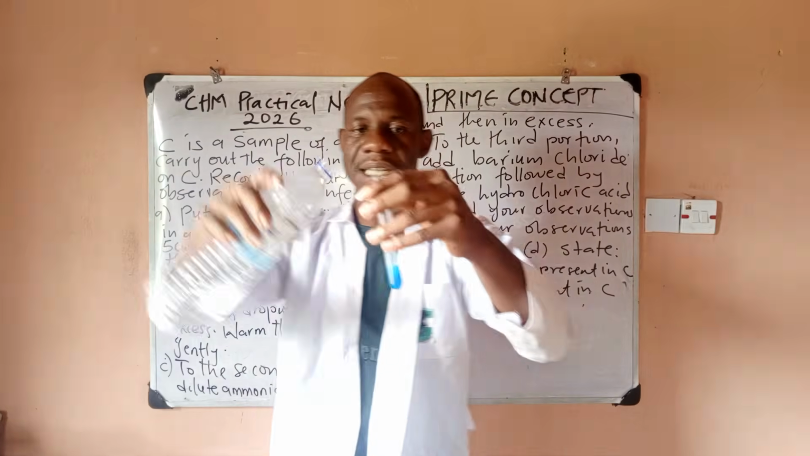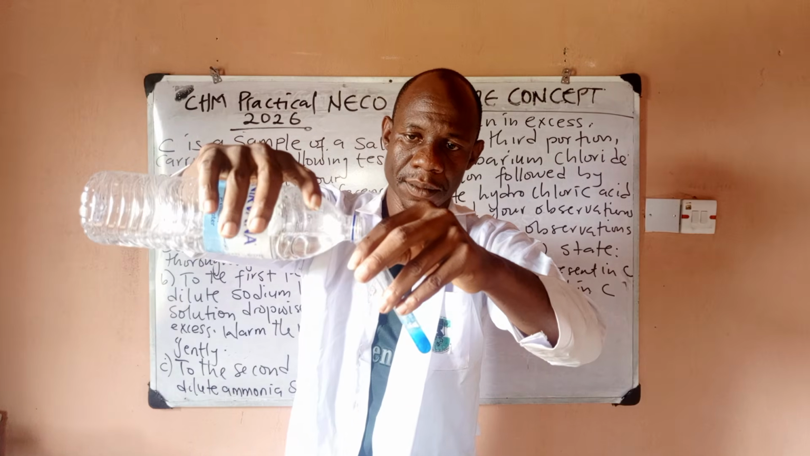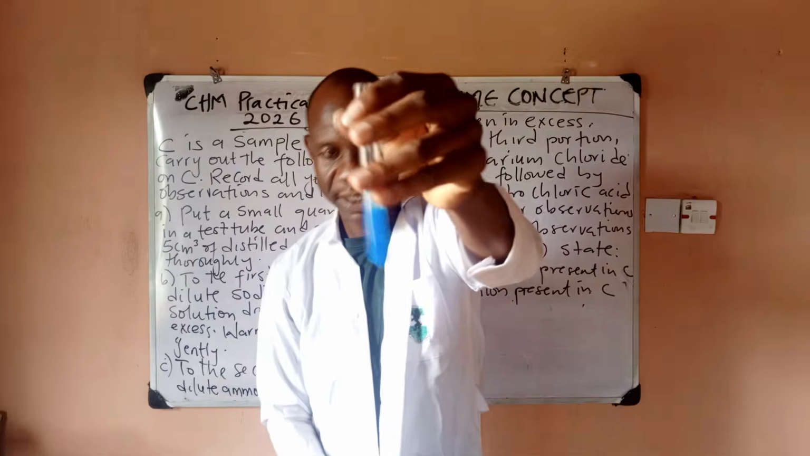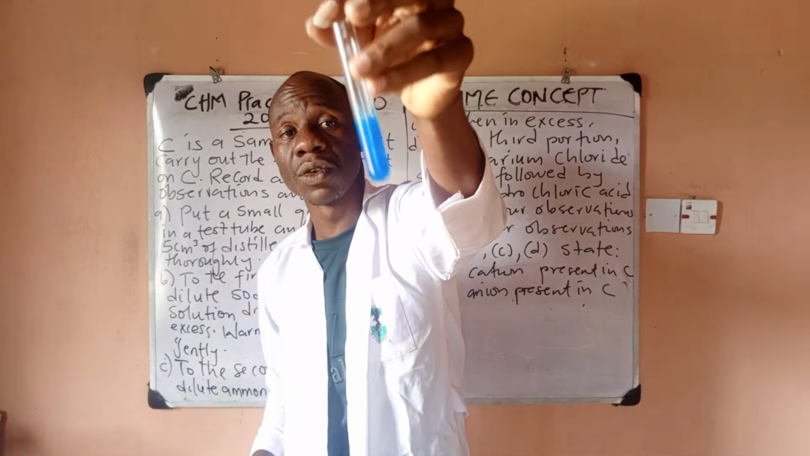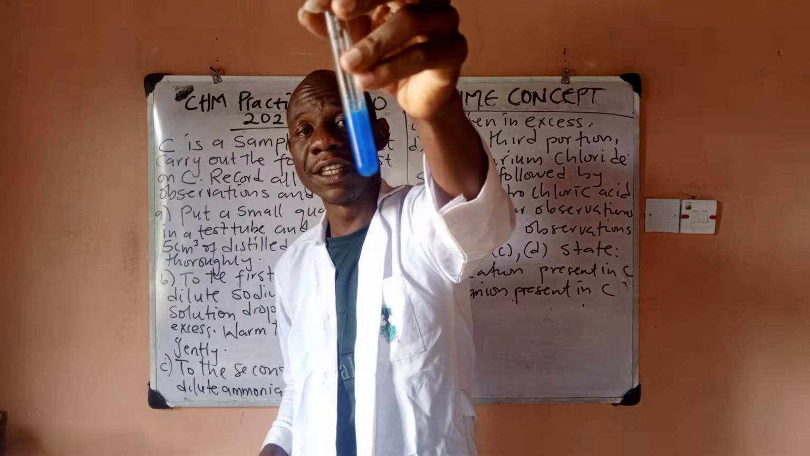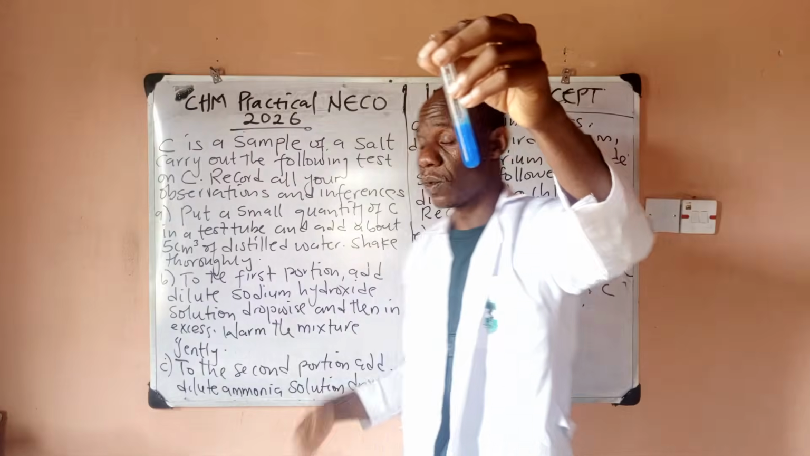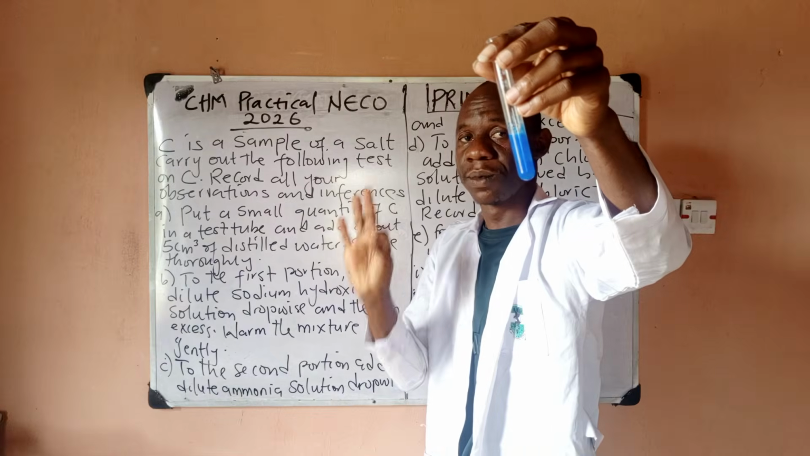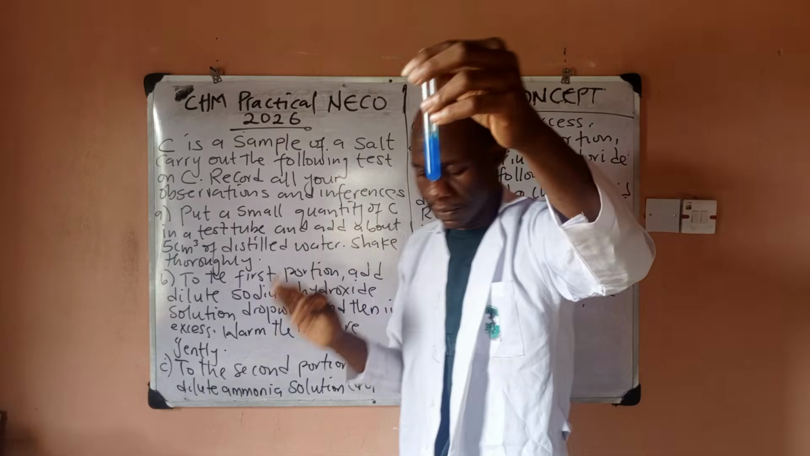So let's see what happens in excess. In excess, did you notice anything? Yes, the gelatinous precipitate remains. So it means that the sample is insoluble in excess sodium hydroxide. So it still remains what? Insoluble. That is the observation. Sample remained insoluble, right?